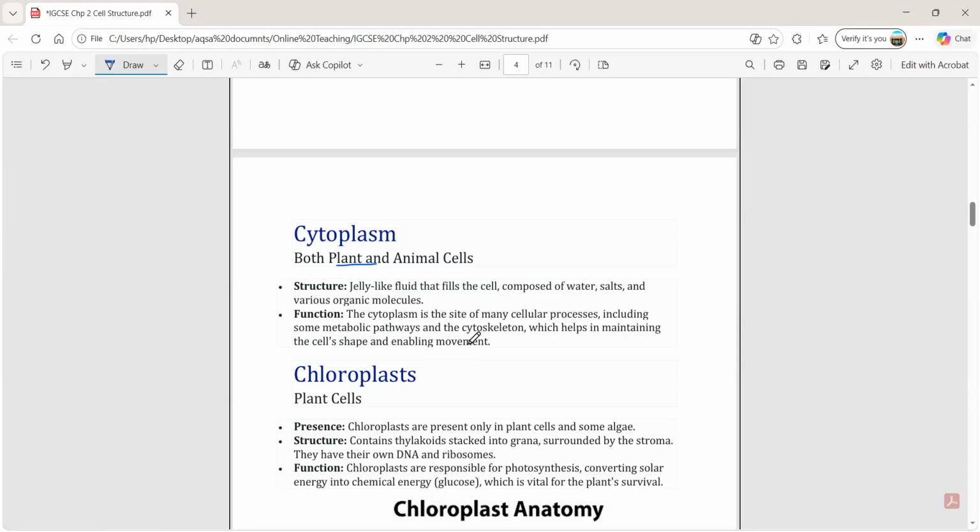Chloroplast is a structure which is present only in the plant cell. Because of the chloroplasts, plants have a magical power. They can perform the process of photosynthesis. Why are they able to perform photosynthesis? Because of the chloroplast. The chloroplast contains a green color pigment, which we call chlorophyll, and because of this chlorophyll the plants look green in color. So the chloroplast's function is to perform photosynthesis. Plants are able to prepare their own food.